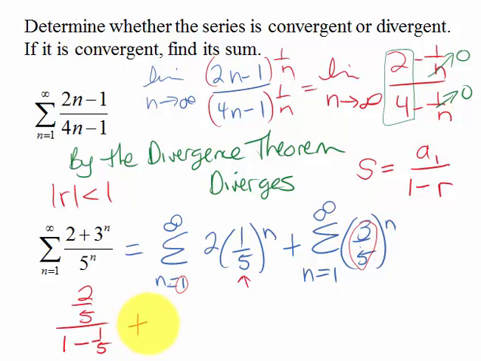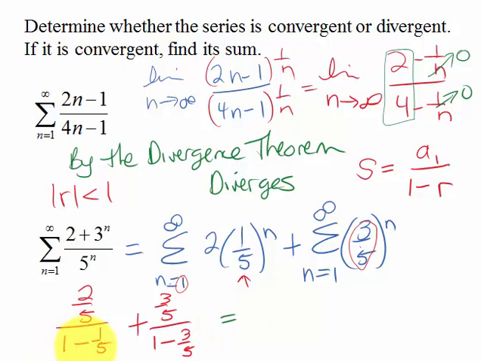So we're going to add that. The first term, if we put a 1 in here, would be 3/5 over 1 minus that common ratio, which is also 3/5. So now we could simplify these.